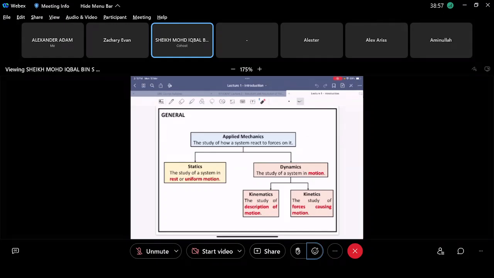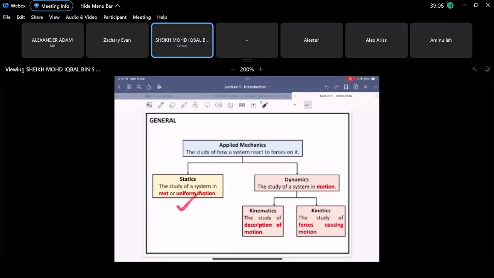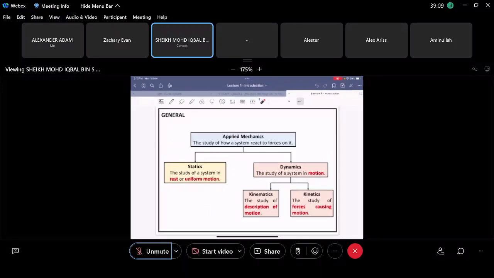All right. So applied mechanics can be divided into two. The first one is statics, and the second one is dynamics. Statics means the study of a system that is at rest or in uniform motion, right? Static, it's not moving, like buildings. Buildings do not move. So if we are studying applied mechanics for statics, for building for example, it means it is not moving or it is in constant uniform motion, right? For example, if it's moving at 2 kilometers per hour constantly, then we regard it as static as well, right?